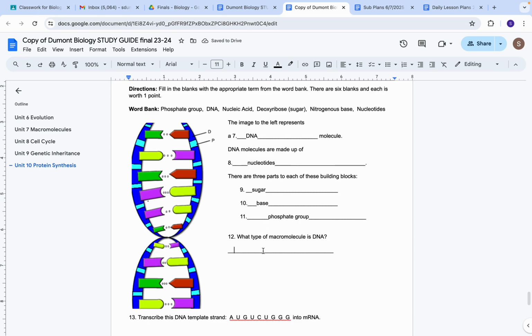What type of macromolecule is DNA? We've already had a question like this, actually. What does the NA stand for? Deoxyribonucleic acid. So it is a nucleic acid.